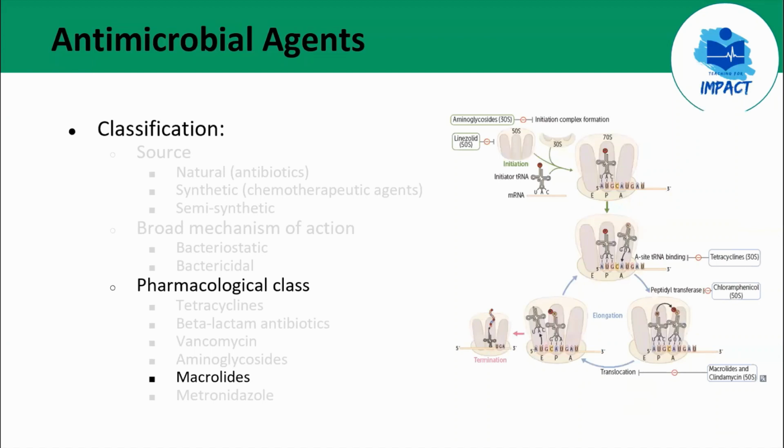The second last class is macrolides, and a famous drug in this class is azithromycin. Macrolides bind to the 50S ribosomal subunit, inhibiting formation of the peptide bond and thus preventing translation. The main one to remember is azithromycin, as I'm sure everyone has heard of. It has a broad spectrum and excellent tissue penetration. It is primarily used for the treatment of respiratory, enteric, and genitourinary infections.